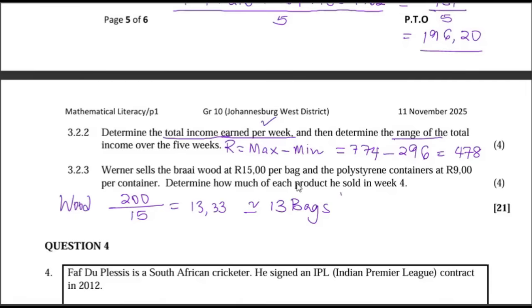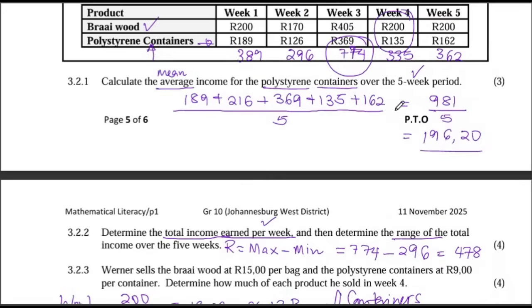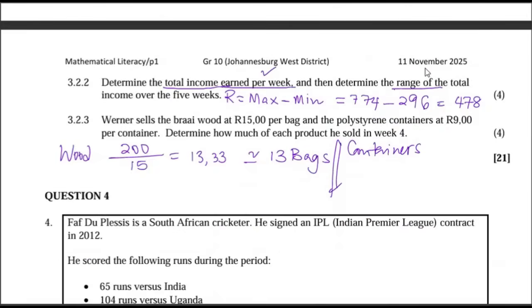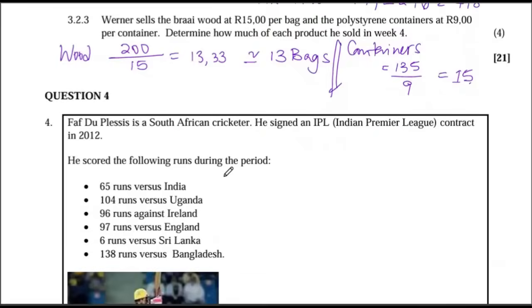Then what about the containers? For the containers, she got 135. So meaning 135 divided by 9, I believe you end up having 15. Okay, 2 marks each.